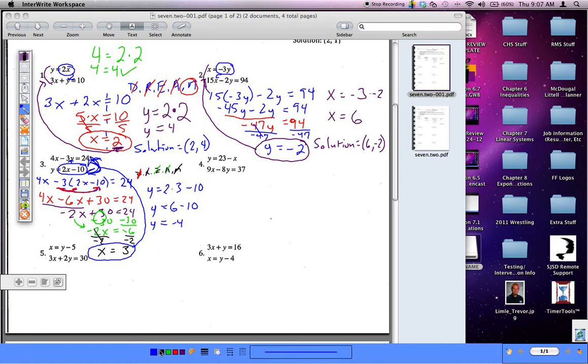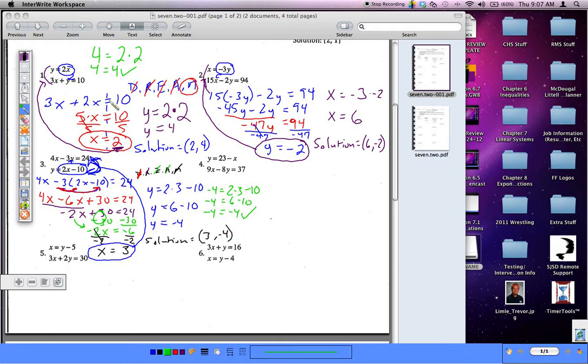So therefore my solution is equal to 3 as an x and negative 4 as a y. If I wanted to check this answer, I substitute for x and I substitute for y. We had y equals 2 times x minus 10, so negative 4 equals 2 times my x value, 3, minus 10. Negative 4 equals 6 minus 10, and 6 minus 10 equals negative 4. Because that works, we know that is a solution.